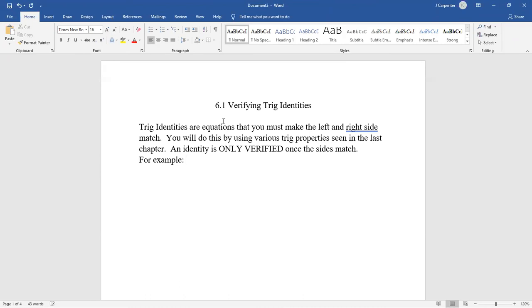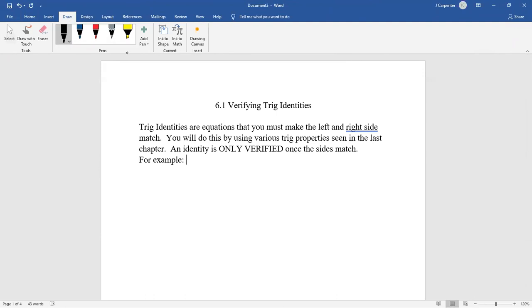Example: sine squared of theta plus cosine squared of theta equals 1, while true, is not verified. So if this is a handwritten problem and this is where you stop, oh, okay, well, yeah, sine squared plus cosine squared is absolutely the one. That's the base Pythagorean identity. But you did not technically show me that it's done.